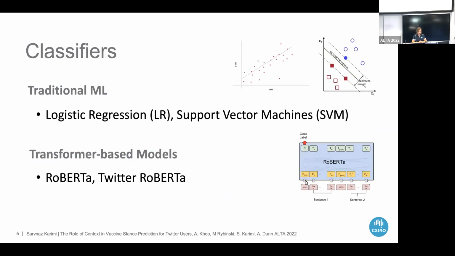What sort of classifiers did we use? We looked at 2 types of classifier. Traditional machine learning, that is logistic regression and support vector machines. And then we also looked at RoBERTa and Twitter RoBERTa. RoBERTa as it is, and Twitter RoBERTa, because we have Twitter data, so this is probably more domain specific for us.